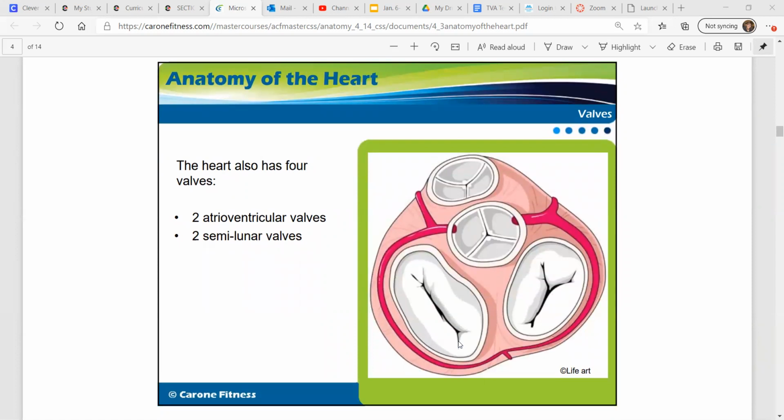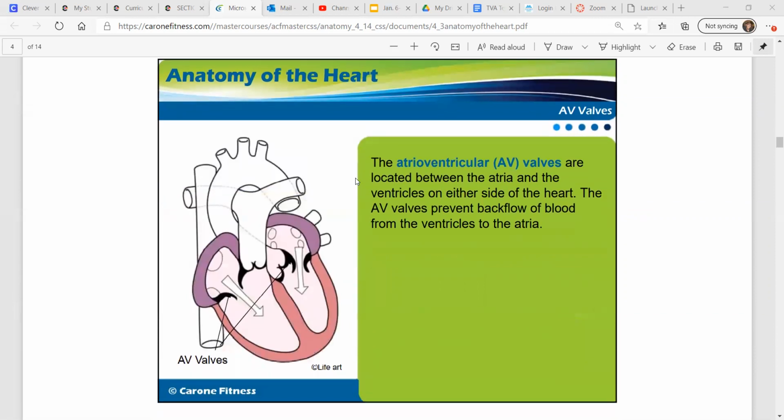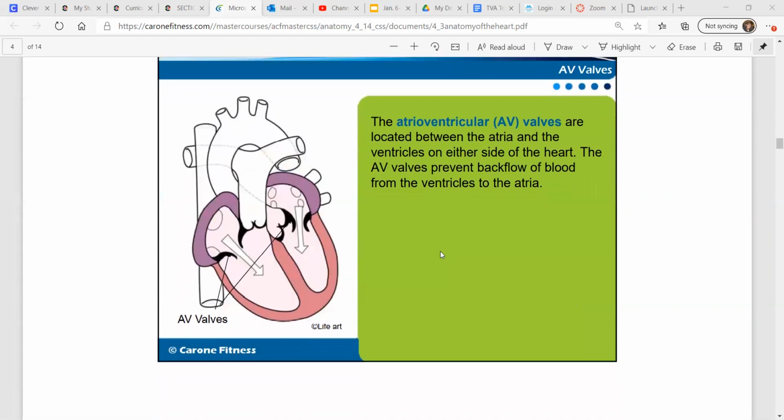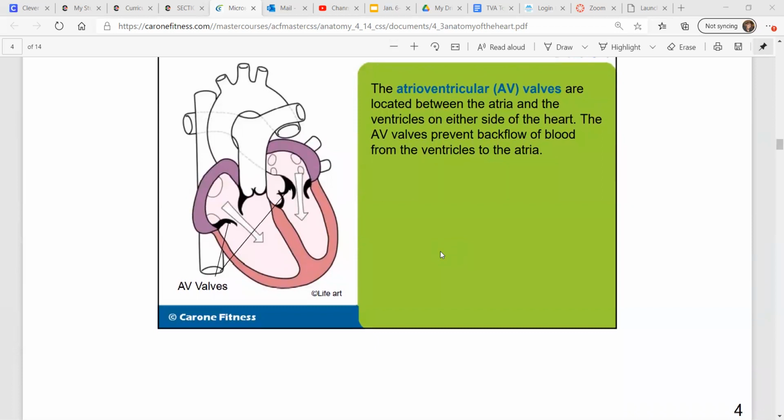And the heart also has four valves, and these valves make sure that blood does not flow in the wrong direction. It keeps the blood flowing correctly. And we have the two atrioventricular valves and two semilunar valves. The AV valves, I'll say that from now on, are located between the atria and the ventricles on either side of the heart. The AV valves prevent backflow of blood from the ventricles to the atria.